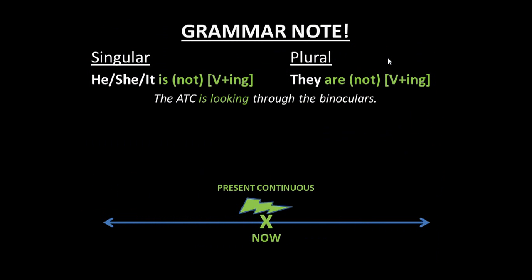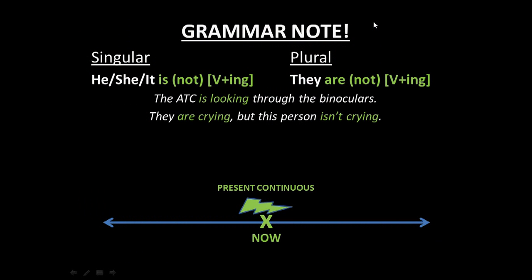We could say the ATC is looking through the binoculars. Is looking, verb to be with ing. How about these girls? What are they doing? And how about her? Well, we could say they are crying, but this person isn't crying. Are crying. Isn't crying.